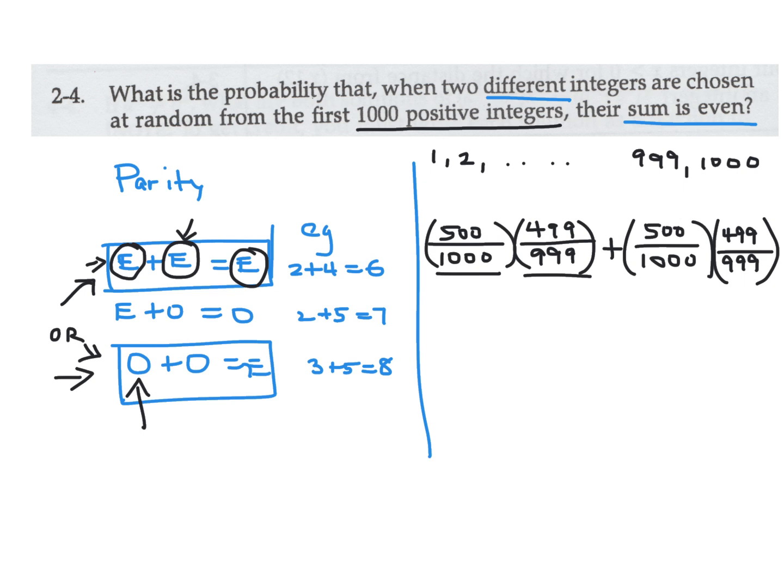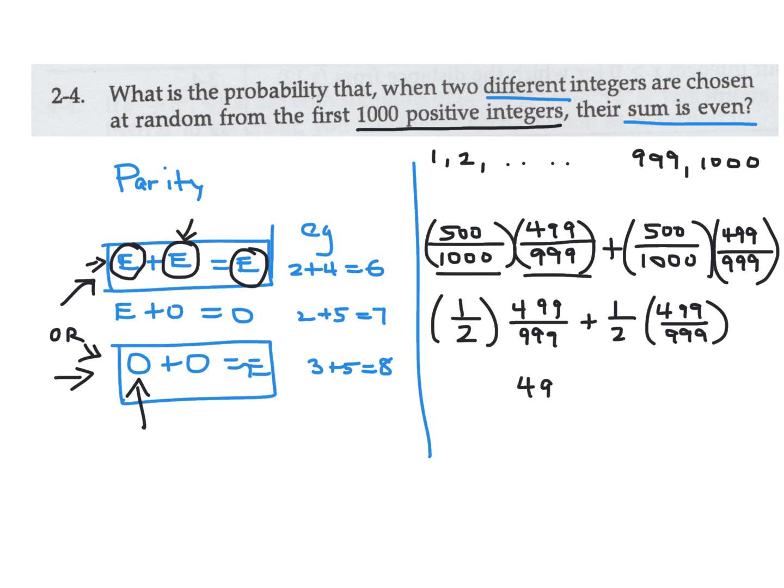I guess we just have to do the algebra. So this actually narrows down to 1/2 times 499 over 999. And this is 1/2 times 499 over 999. So then if you add this up, this is just 499 over 999. And that is the answer.